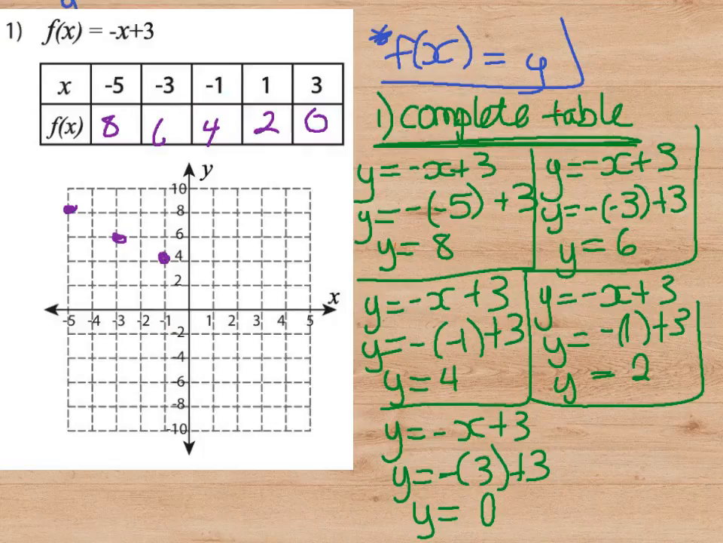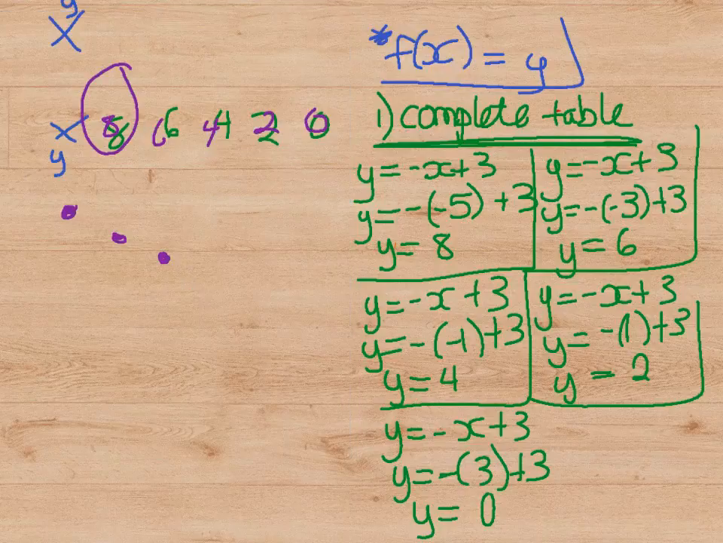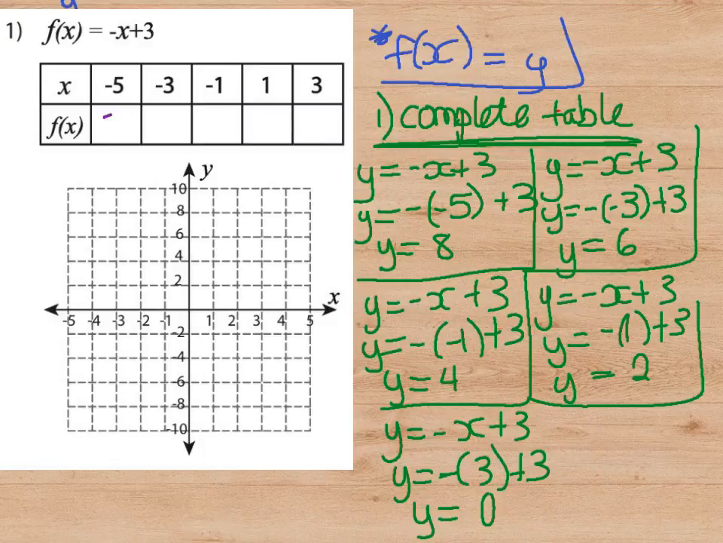Okay, when x is 1, y is 2. So we're here. Oh boy, it did it again. Sorry about that. 8, 6, 4, 2, 0. So when x is 1, y is 2. And finally when x is 3, y is 0, so we're on the x-axis here.